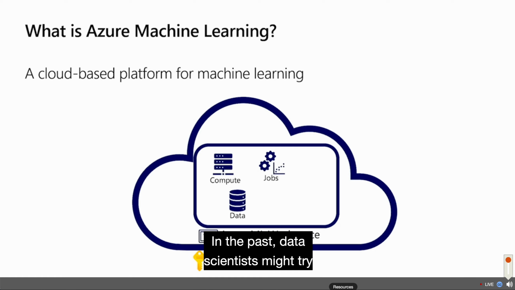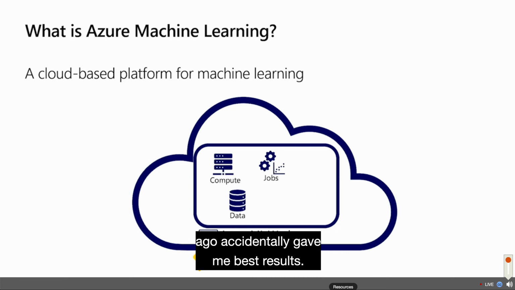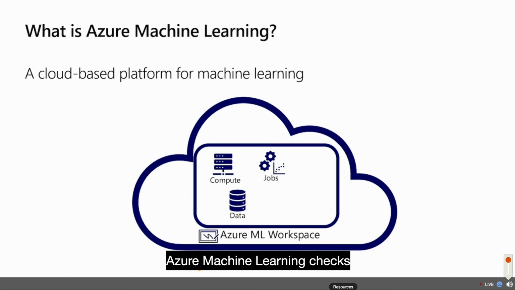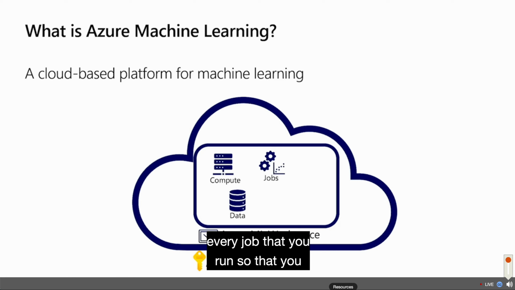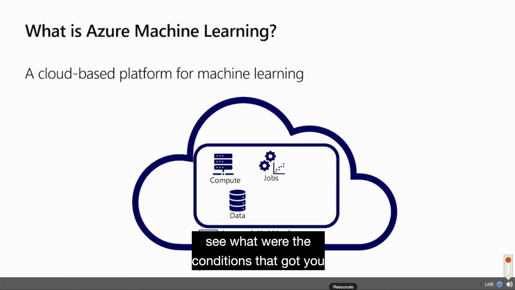In the past, data scientists might try different algorithms and approaches to solve problems in a variety of ways. And a couple of days later, they might realize, "Something I did a couple of days ago accidentally gave me the best results. I'm sure I wrote it down somewhere on a napkin. Now, where is that napkin?" Azure Machine Learning tracks every job that you run so that you can easily keep track of the different conditions of each experiment. So you can go back in time to see what were the conditions that got you the best results instead of keeping track of napkins for your variables.